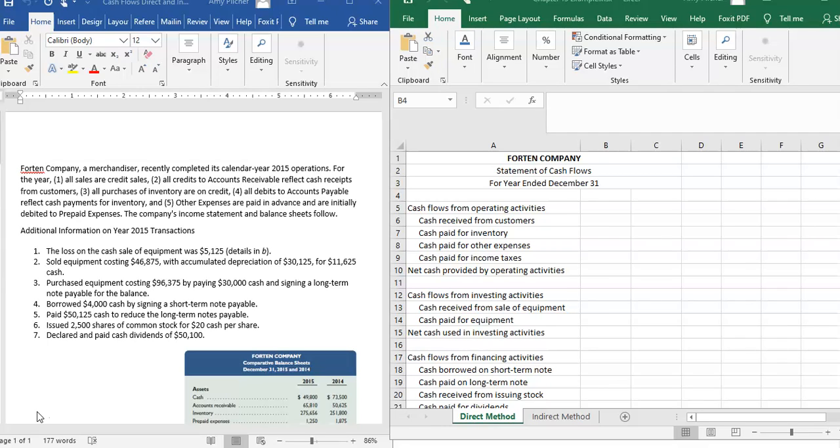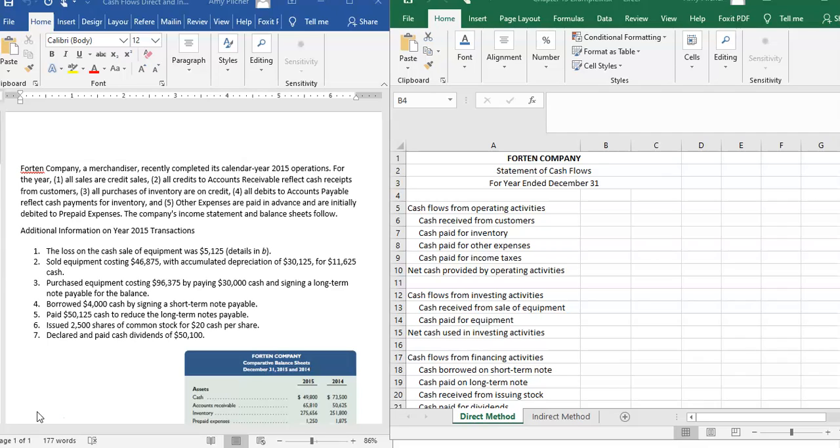We've just finished 2015. It tells us all sales are credit sales. All credits to accounts receivable reflect cash receipts from customers. All purchases of inventory are on credit. All debits to accounts payable are payments for inventory. And then we have other expenses are paid in advance. We have prepaid expenses. Our income statement and balance sheet follows. We also have some various information about equipment sales, any gains or losses, any depreciation expenses we had, etc.